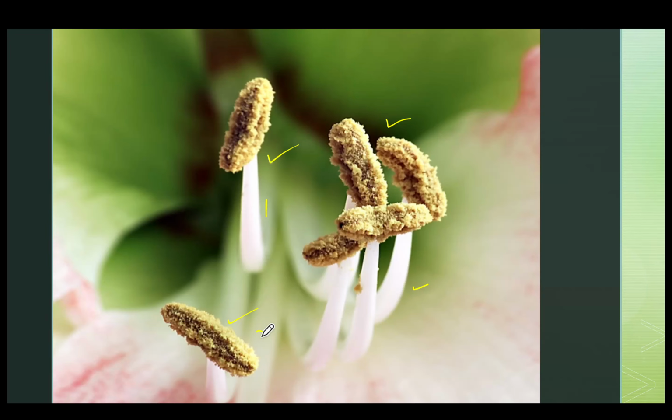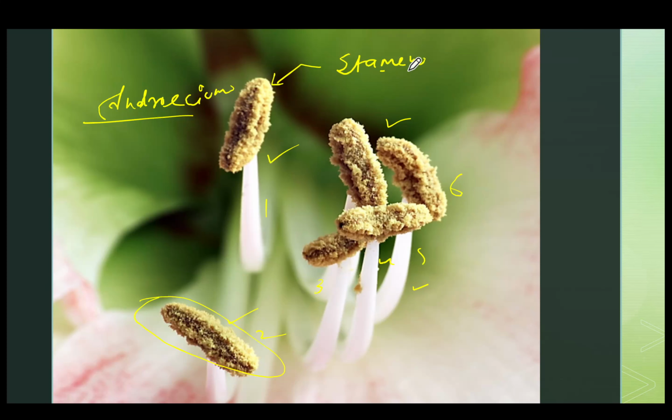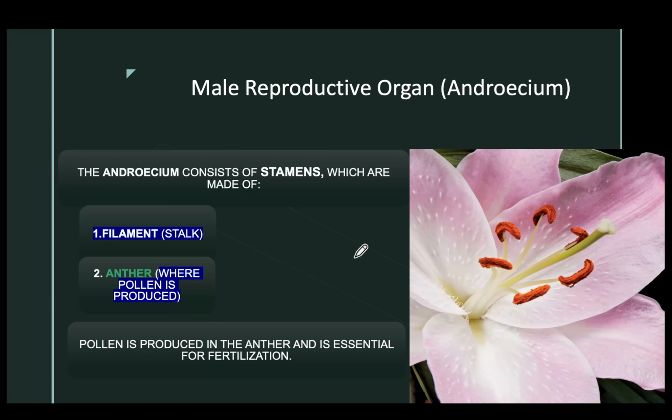Okay, so 1, 2, 3, 4, 5, 6, all these 6 are collectively known as what? Androecium. Then what is the name of this individual unit? There must be some name for this individual unit of the male reproductive part in the flower. So we call it stamen. The single one is what? This is stamen. Male reproductive part, stamen. And collectively we call them androecium.